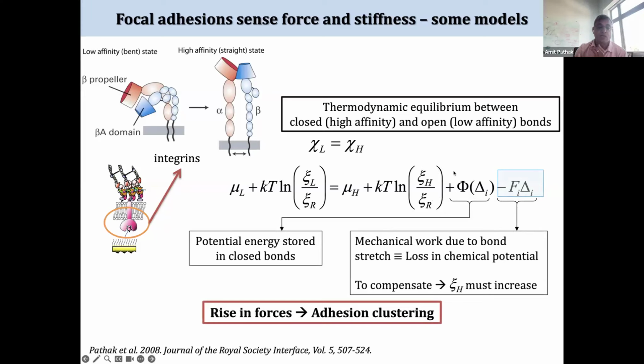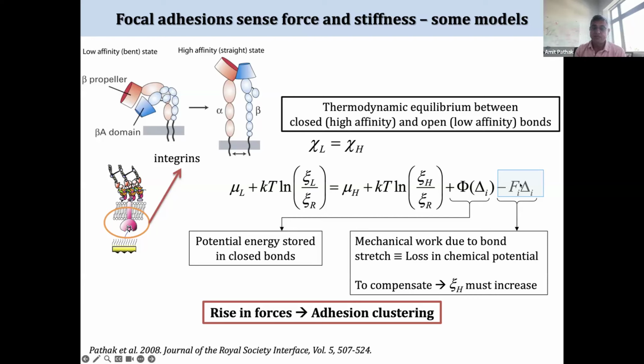There is a thermodynamic sort of state here, where if you apply a force on this bond, Fi, then there is a delta, which is the stretch that is going to be the work done on the bond, and that is going to reduce the energy, right? And as the energy is reduced, needs to be balanced. So the only way to balance on the right side is by increasing psi h, which is the number of high affinity integrins that are bonded.